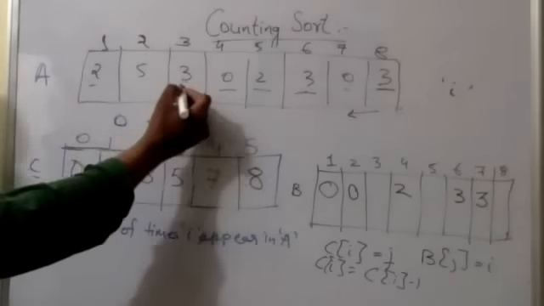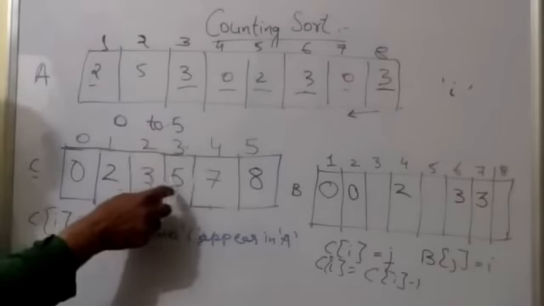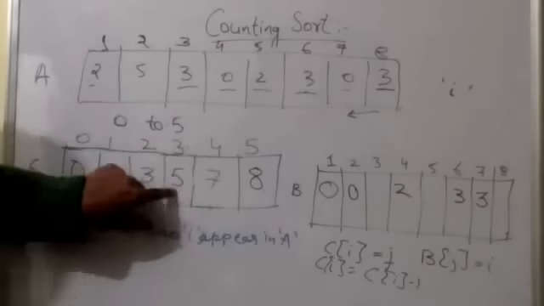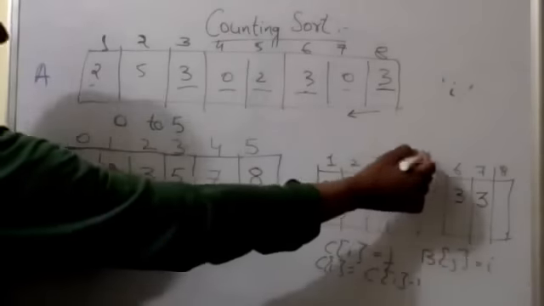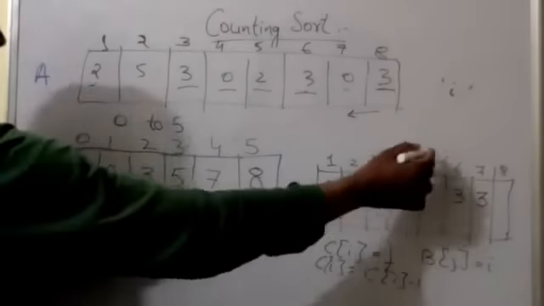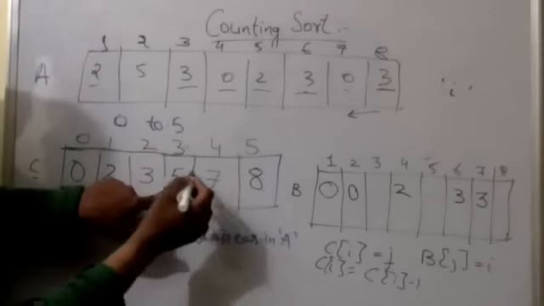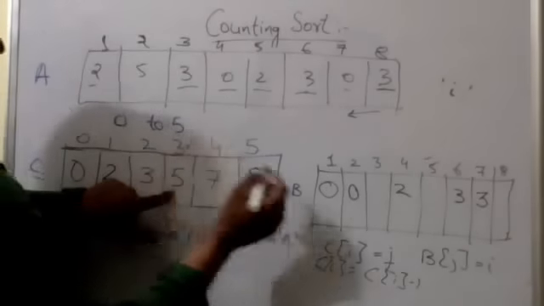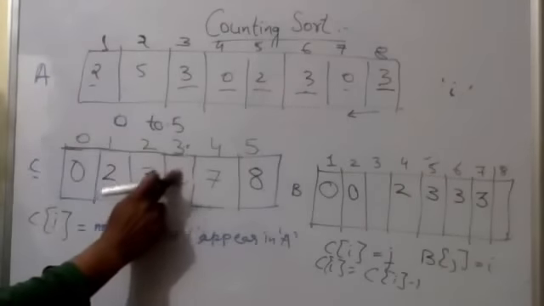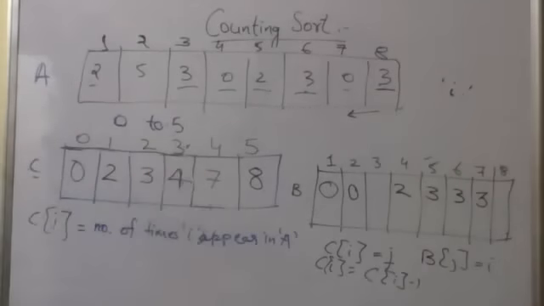Now the next element is 3, right? So the value stored at index 3 in array C is 5, right? So at index 5 in array B we will store 3, right? And we will decrease the value stored at index 3 in array C by 1. So it will become 4.